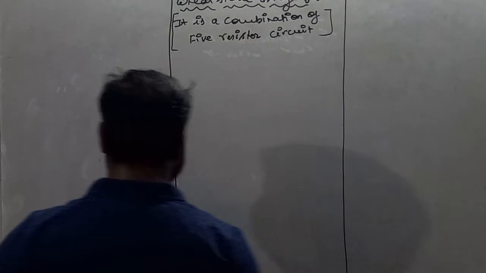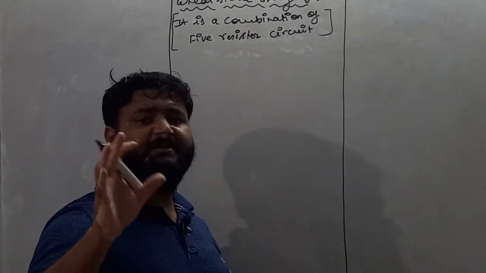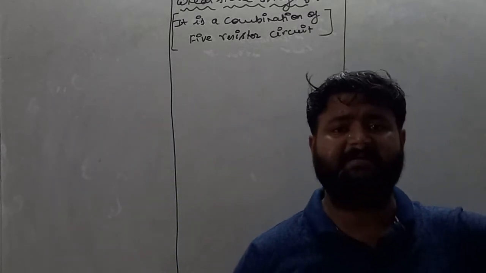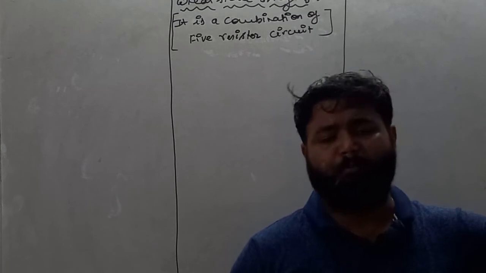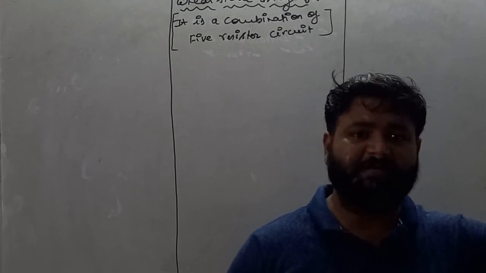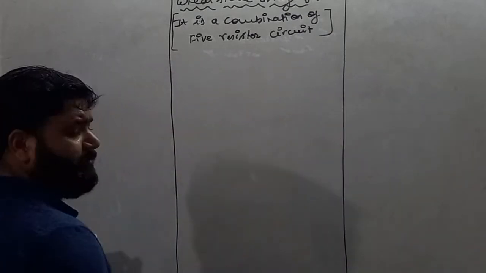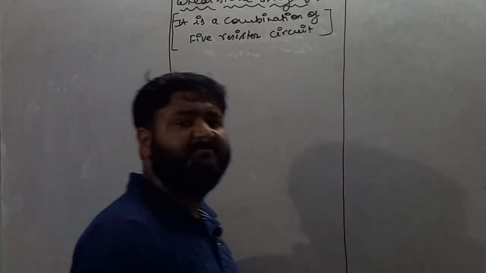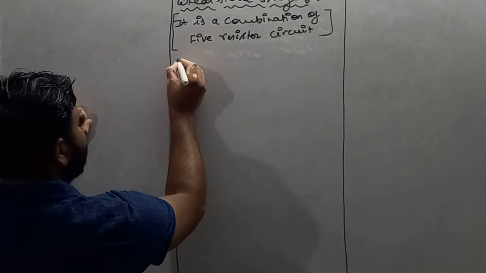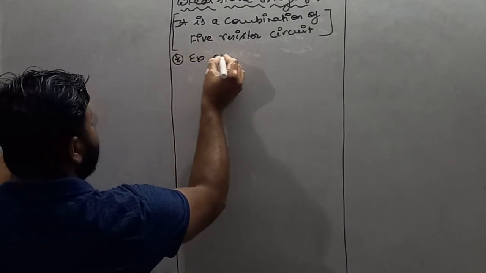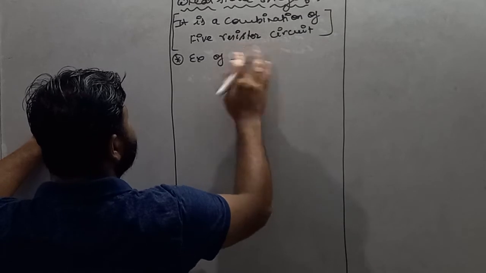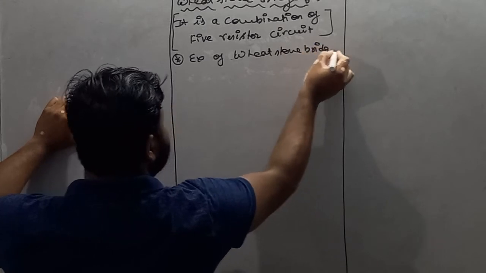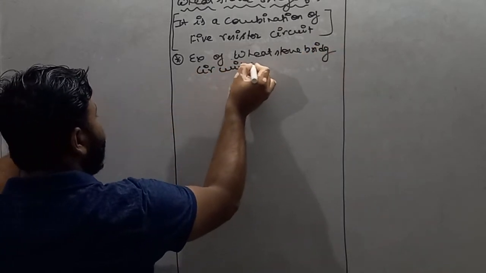Now see my dear student, I'll show you different kinds of circuit. Remember one more thing: every circuit which carries 5 resistors is most of the time considered to be a Wheatstone bridge. So just check out what the different types of circuits are which are considered to be a Wheatstone circuit, or Wheatstone bridge. Example of Wheatstone bridge circuits.